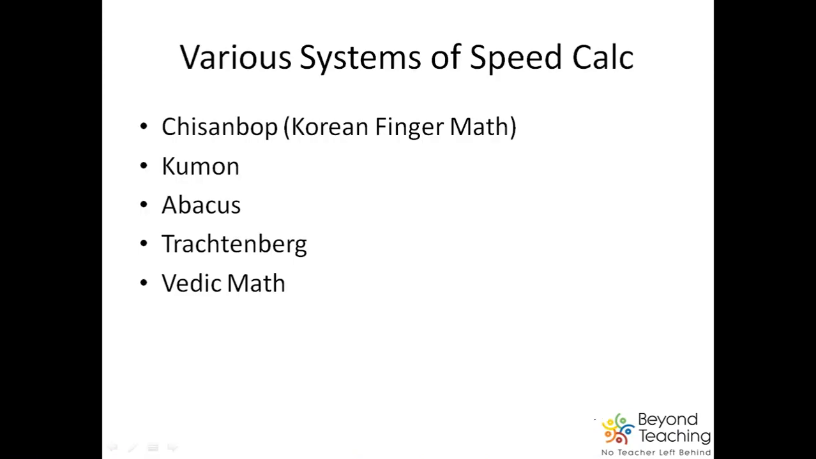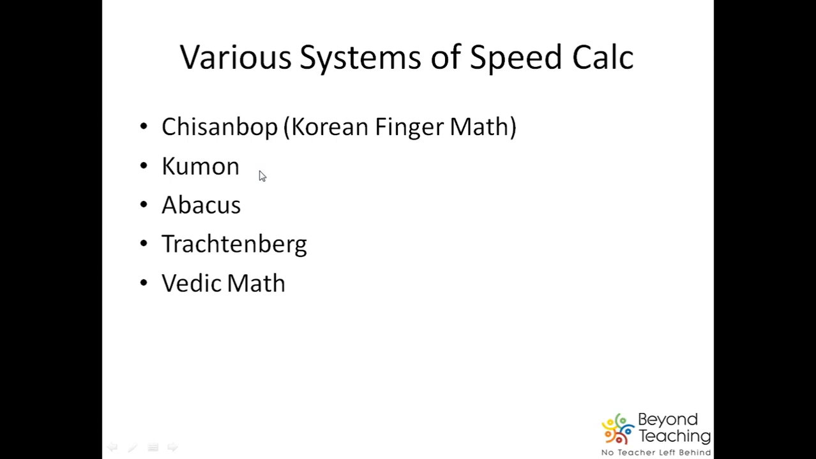So, various systems of speed calculation. I'm sure some of you have heard a couple of these names, not all of them probably. But the first one is a Korean system. I'm sorry, I don't really know how to pronounce this word, but Chi actually means fingers and Sanbop means calculations.